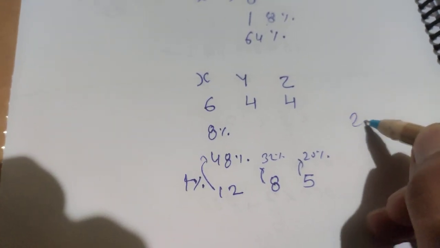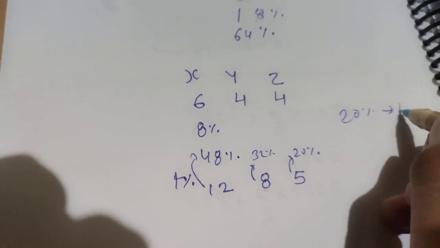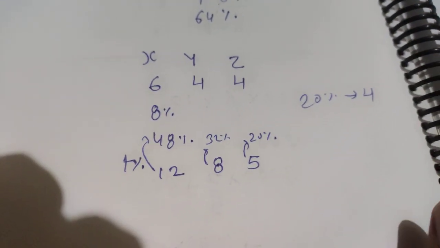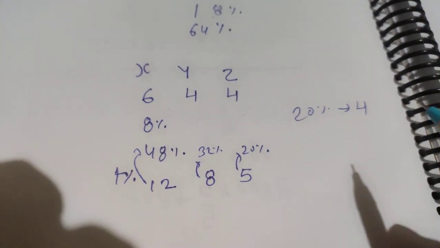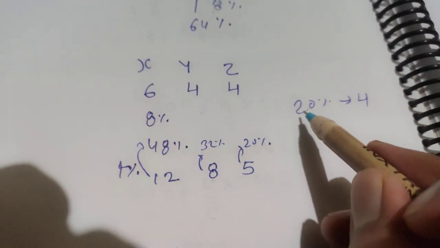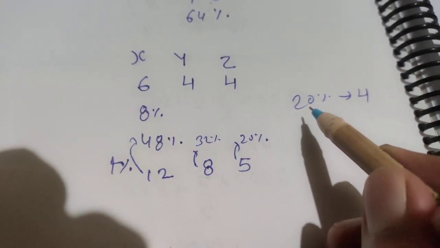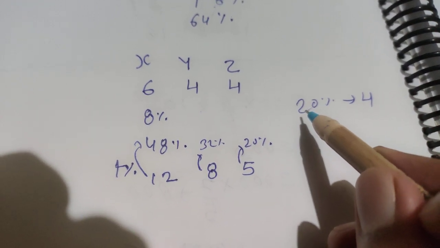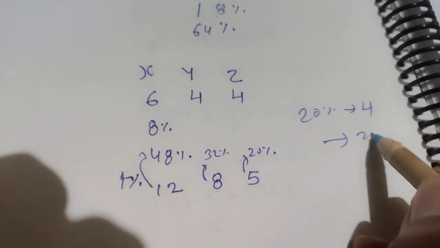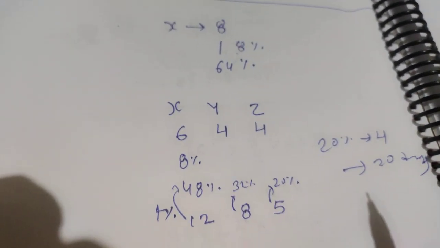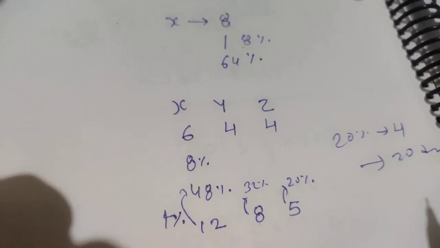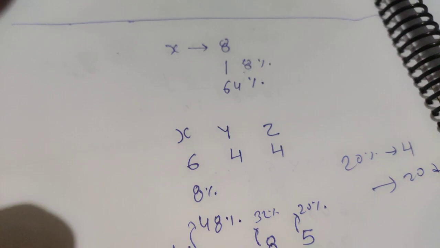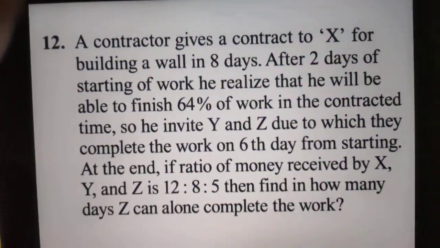Now this 20% work is done in 4 days. Now what does that mean? In how many days 100% work would be done? It's very simple. You multiply it by 5, it becomes 100. It means in 20 days, Z will alone finish the work, the 100% work. So the correct answer would be 20.